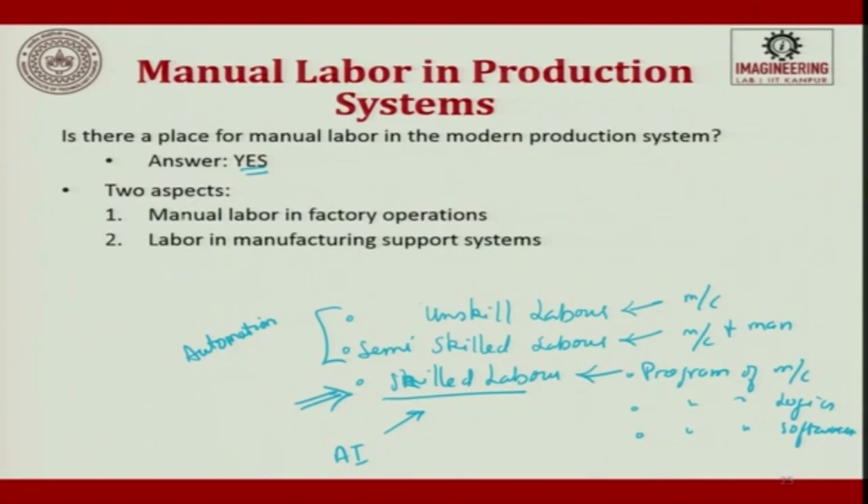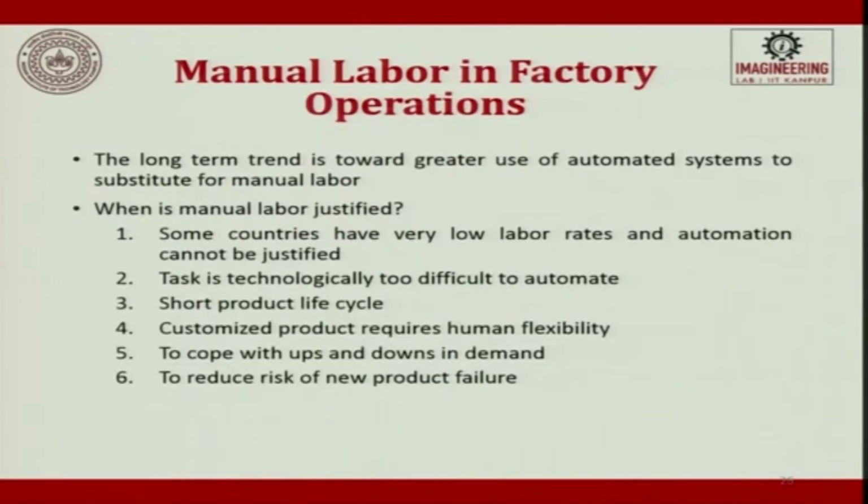The two aspects, manual labor in factory operations and labor in manufacturing support systems, are the two aspects which even today people look forward to. Manual labor in factory operation, the long term trend is towards greater use of automated systems to substitute the manual labor. So, again here we are talking about unskilled and semi skilled labors.